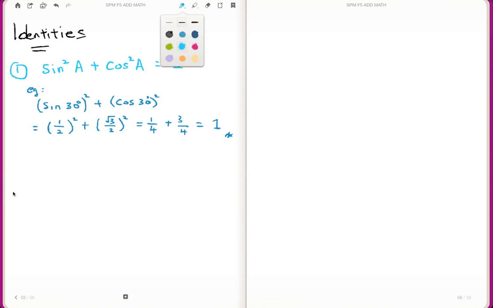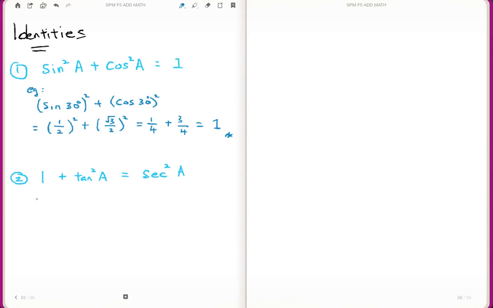Right? Next, the second identity that you should know, which is 1 plus tangent squared A is secant squared A. Okay, you may use the same method to prove that, and you may do it in your own time. I'm sure you can do it. But if you really can't, okay, let's prove this example.